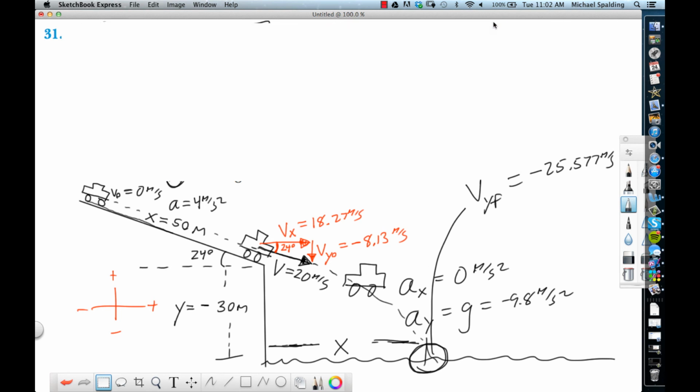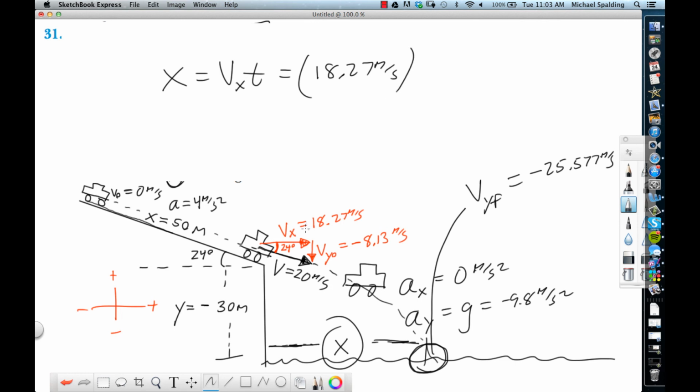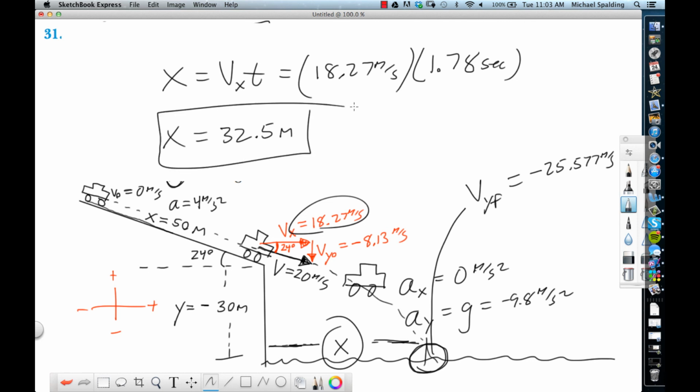So now that we know that the time in the air is 1.78, how do we find the other question, which is x, the horizontal displacement? Now this is easy. The only x equation is x equals vx times t. What's the x velocity? 18.27, right? That was our x velocity right there. And then we now know the time, 1.78 seconds. Boom. All right, 32.5 meters. That's the maximum horizontal range.